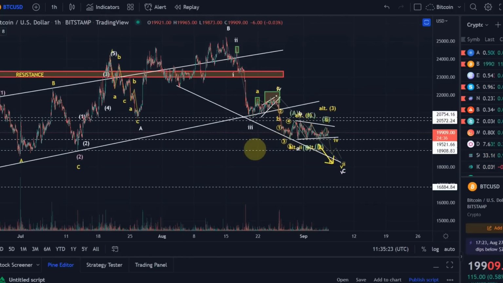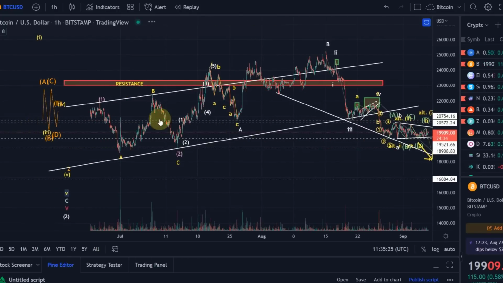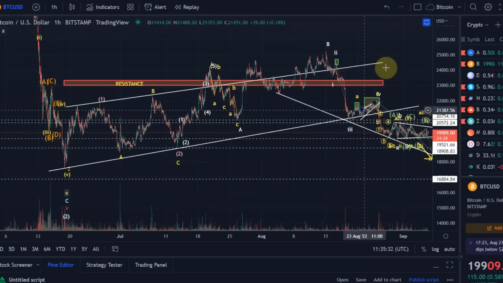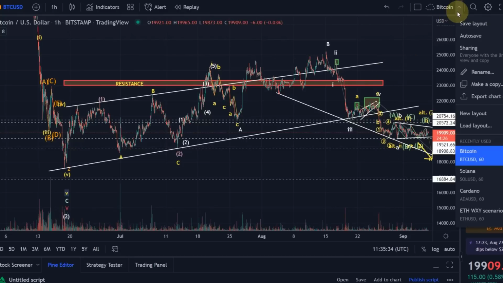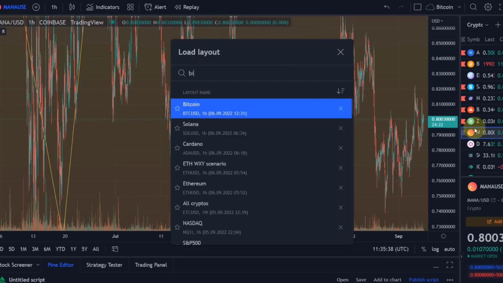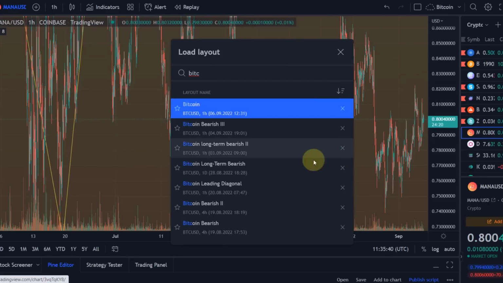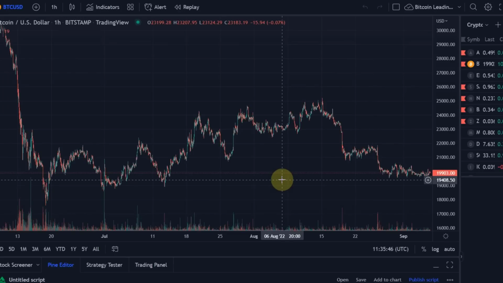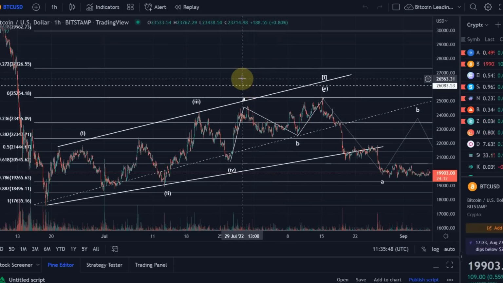At the moment we can still say that we have here a 1-2, 1-2 pattern. Again, that would be invalidated below 18.9k. There is another bullish scenario that we could in that case use. That is the Bitcoin leading diagonal, a very, very valid pattern as well. Equally realistic, I would say.